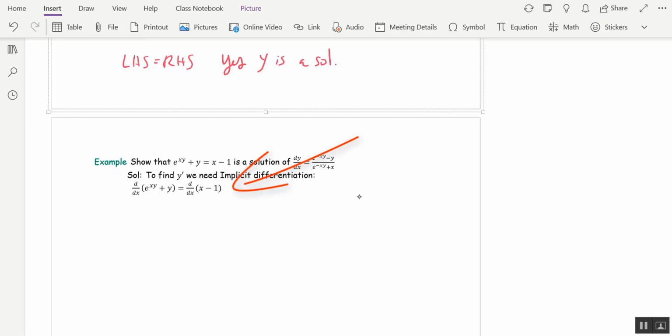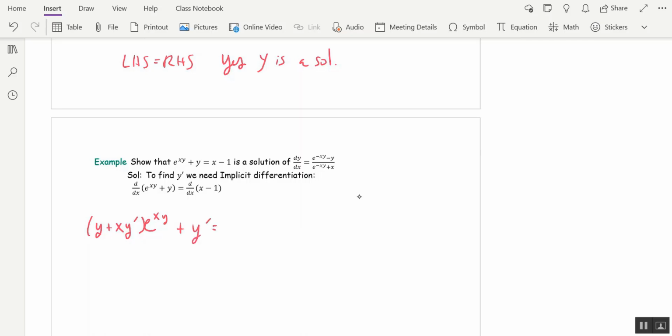I want to take d by dx of both sides of this equation, and I'm going to treat x as x, but y is a function of x. So when I take the derivative of e to the xy, I copy down e to the xy, but in front, I put the derivative of the exponent. The derivative of the exponent requires the product rule. The derivative of x is 1. 1 times y is y. And then I take x times the derivative of y, which is just y prime. So all of that is the derivative with respect to x of e to the xy. Then I add on d by dx of y, which is y prime.